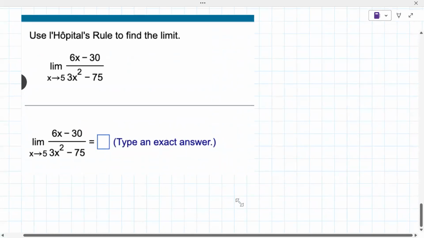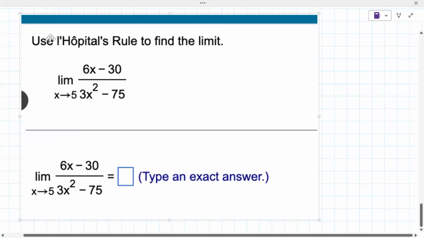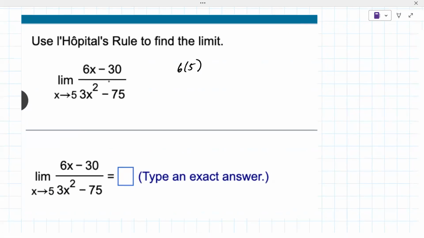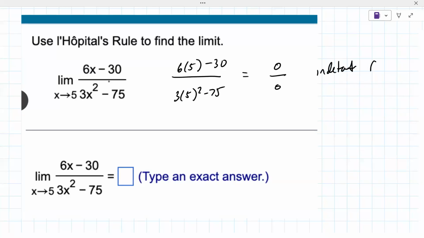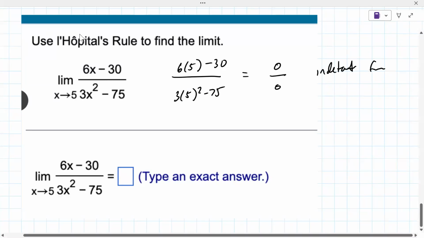Let's use L'Hopital's rule to find the limit. You start by putting the number into the equation. So it ends up being 6 times 5 minus 30 over 3 times 5 squared minus 75. In both cases, you get 0 over 0, which is called indeterminate form. So what that means is you can't evaluate the limit as is. This L'Hopital guy, probably a famous French mathematician, figured out that if you take the derivative of the top and the derivative of the bottom over and over again, you eventually get the answer.